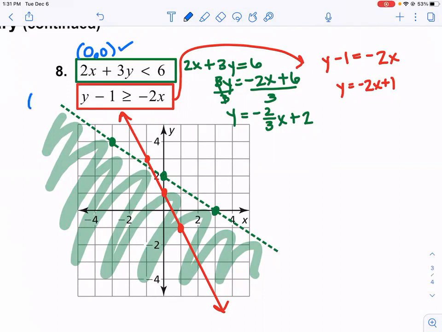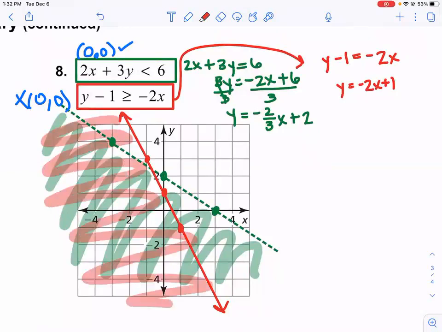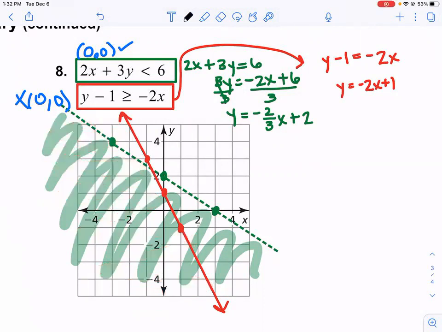You want to pick 0, 0? Does 0, 0 satisfy our inequality? We would get -1 over here is greater than or equal to 0. I think that that's a no. So we need to shade not towards 0, 0. Are you sure? Yes. Okay. Away from 0, 0.